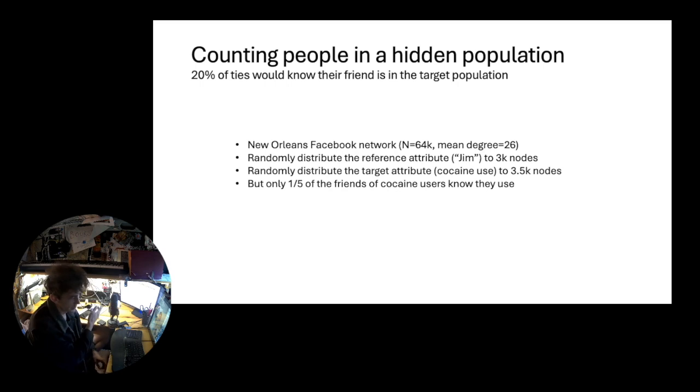So I'm going to show you an example where we just did simulations in a Facebook network. We have this New Orleans Facebook network of 65,000 people, mean degree 26. We randomly distribute the reference attribute, the gyms, in this population, and we randomly distribute the target attribute, cocaine use, in this population. But only 1/5 of the friends of cocaine users actually know that they use cocaine, right? So we essentially remove 80% of the edges, giving them an effective degree that's much lower.